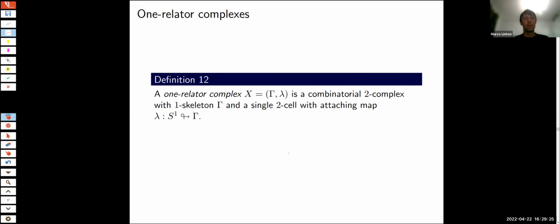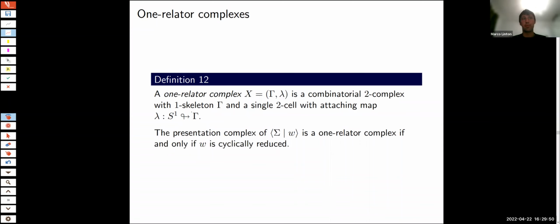I'm going to be working, instead of with presentations of groups, with one-related complexes. These are simply combinatorial two-complexes with one-skeleton some graph gamma, and we have a single two-cell, and the attaching map is an immersion. This squiggly arrow means an immersion. So in terms of one-related groups, you can think of a presentation complex of a one-related group, when the word is cyclically reduced. This is just to simplify certain things, but I guess it's not so important that it's immersed.